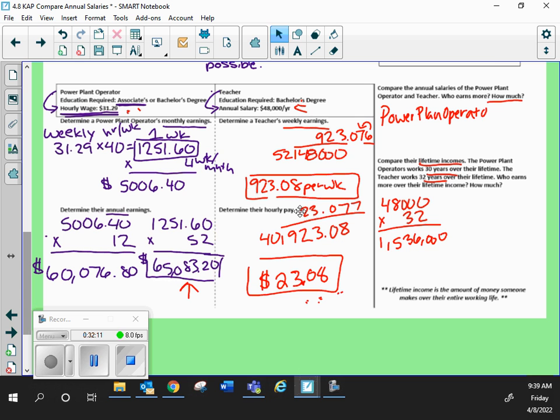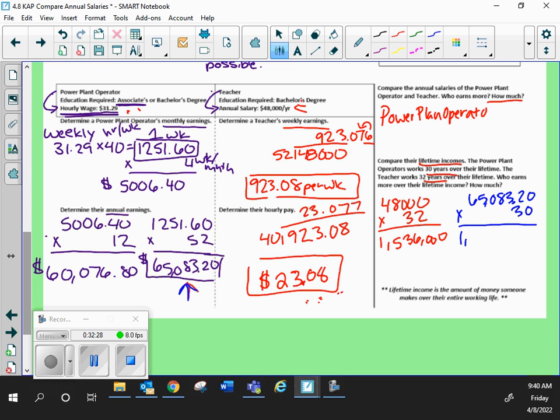Okay, versus the power plant. Again, I'm going to take this value. This one's the more accurate one. That's 65,000. And I'm going to multiply that by 30. Okay, so they're going to make $1,952,496.